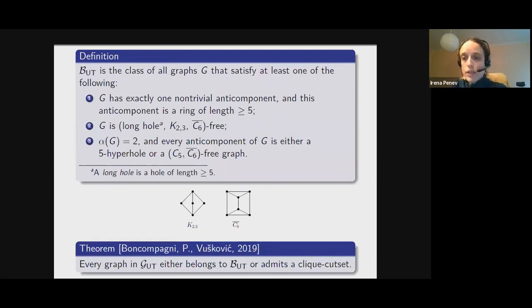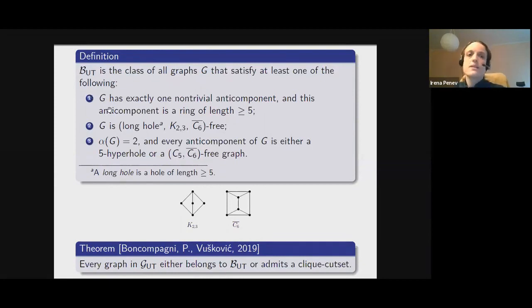Okay, so now I can actually tell you what our decomposition theorems said. The first one was for this class GUT. Let me remind you, GUT means you may have universal wheels, you may have twin wheels, but you can't have any other Truemper configurations. And the decomposition theorem said that every graph in this class either belongs to this class BUT or admissibly cuts it. What's BUT? That's some sort of corresponding basic class.